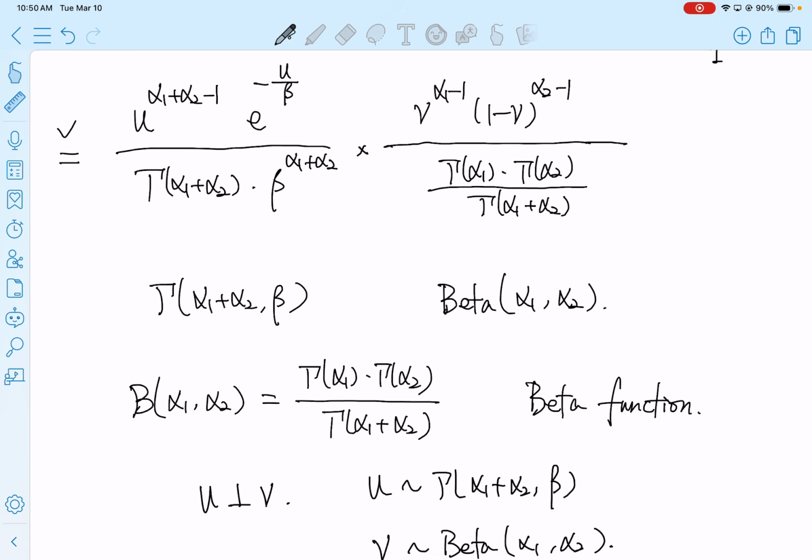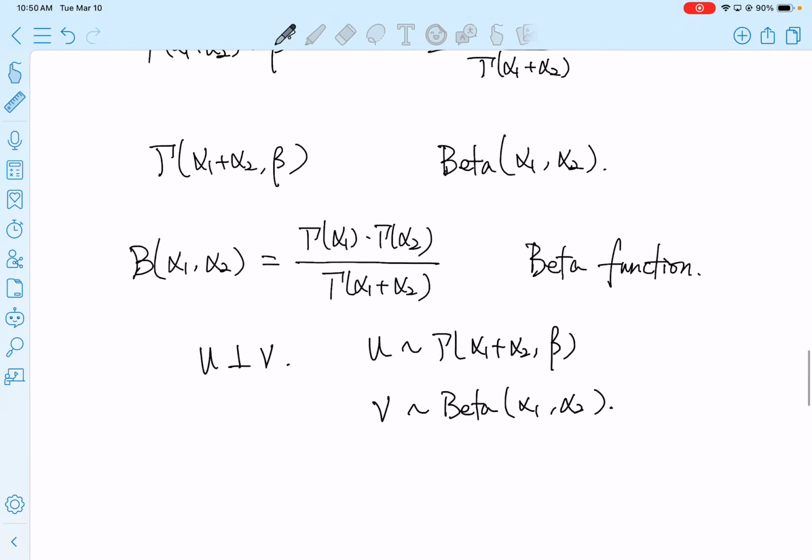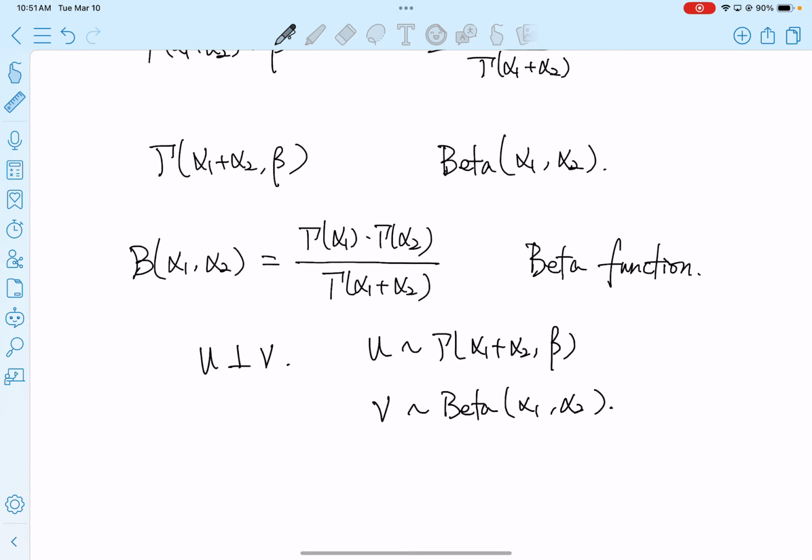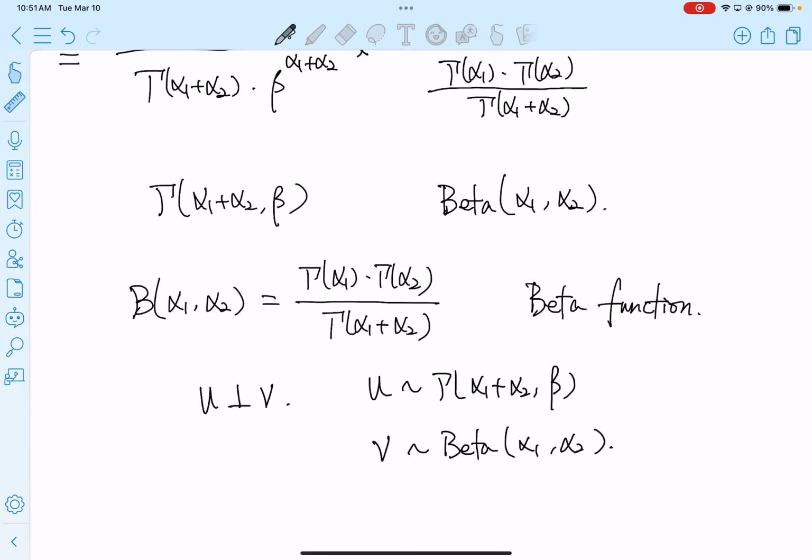And we notice that this part from the manipulation is the density of gamma. This part is the density of the beta distribution. It can also be represented by the product of the two marginals, giving us their relationship of independence. Okay? And that is all the information that we can obtain from the method of transformation from two gamma distributions. We obtain a gamma and a beta distribution.